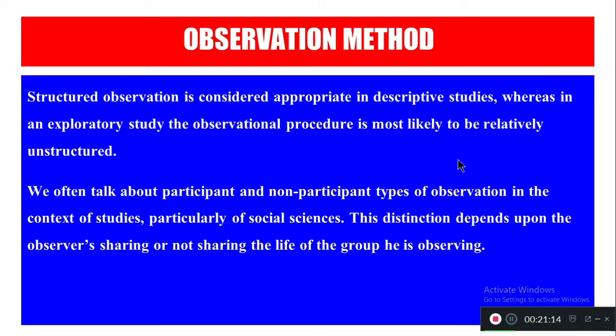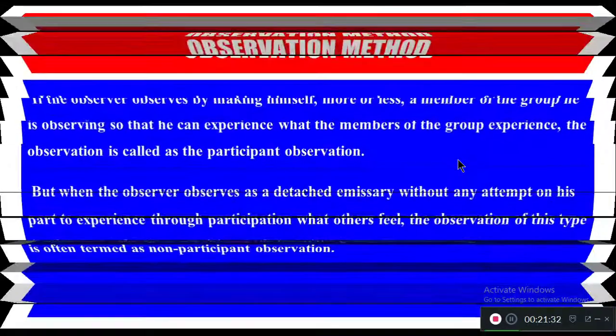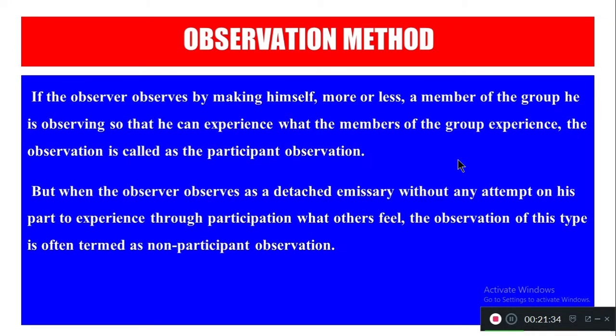So, in the participatory observation method, I will go and stay in the hostel and I will eat the food that the students are eating. Then I can understand your opinion, your feelings about the food. So that is participatory observation, where the observer observes by making himself more or less a member of the group. So I want to know how you experience the quality of food which is provided in the college mess.